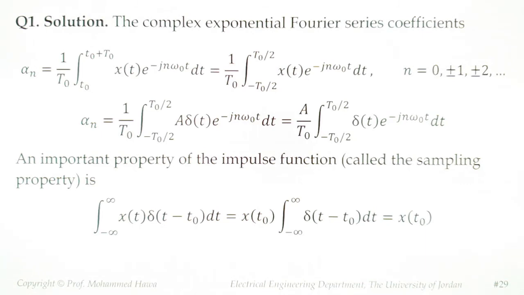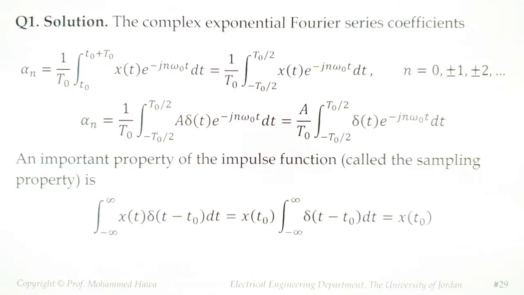Why is that? Because x of t, when multiplied by delta, you multiply by 0 everywhere except at T naught where the impulse is. And you multiply by an area of 1. That's why x of T naught is the only value of x that survives, which you can take outside the integral. And the integral of delta is 1. So you get x of T naught. So the impulse samples your signal at a certain point where the impulse is located.